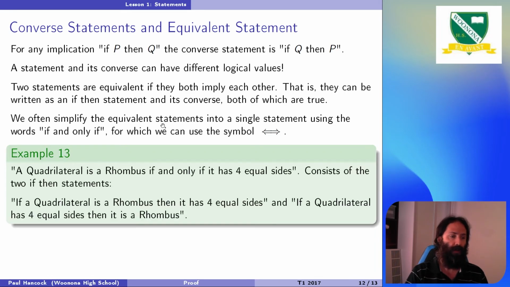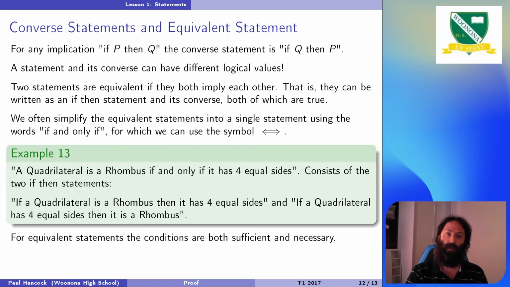So an example of that, a quadrilateral is a rhombus if and only if it has 4 equal sides. So you often see equivalence written in that way, if and only if. That's saying that the implications are running both directions. As you can see here, I can split it into those two if this then that statements. A quadrilateral is a rhombus, it has 4 equal sides. If a quadrilateral has 4 equal sides, then it's a rhombus. Works both directions. In equivalent statements, the pieces are both sufficient and necessary.